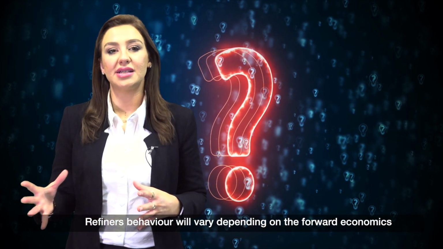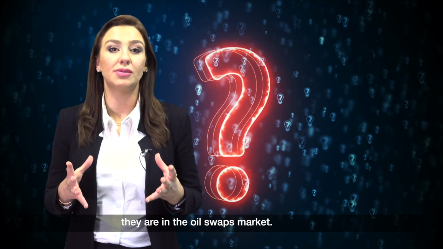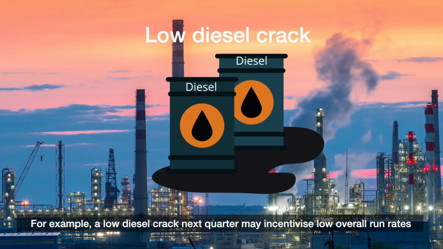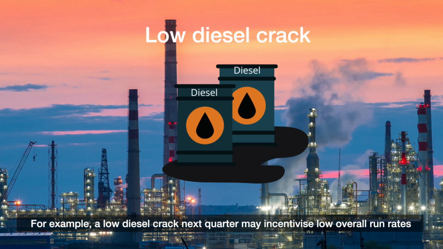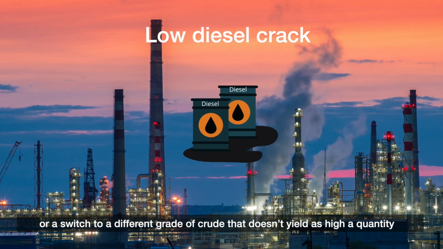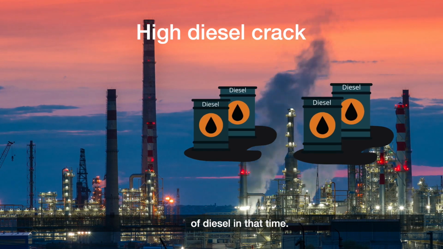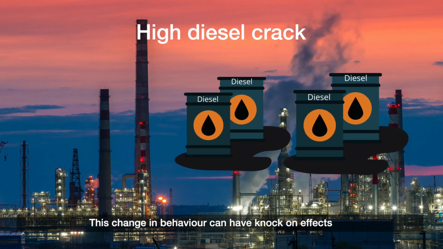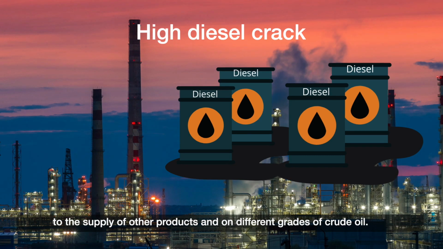Refiners' behaviour will vary depending on the forward economics they see in the oil swaps market. For example, a low diesel crack next quarter may incentivise low overall run rates or a switch to a different grade of crude that doesn't yield as high a quantity of diesel in that time. This change in behaviour can have knock-on effects to the supply of other products and on different grades of crude oil.